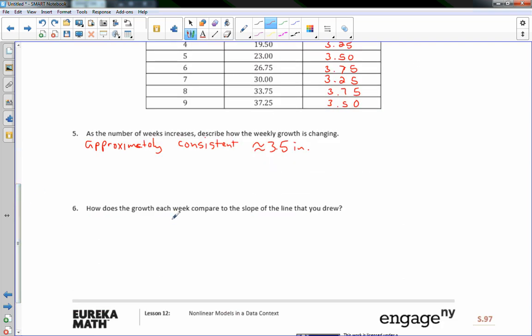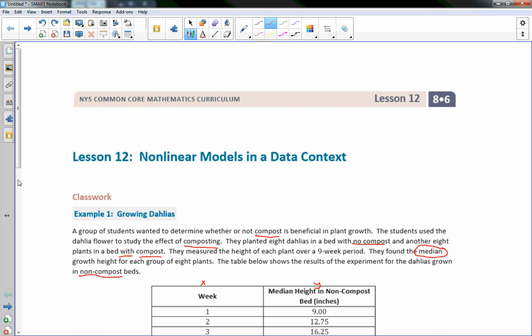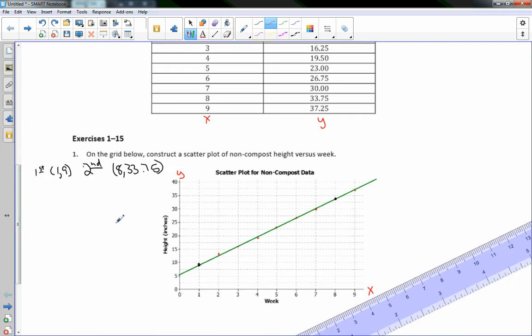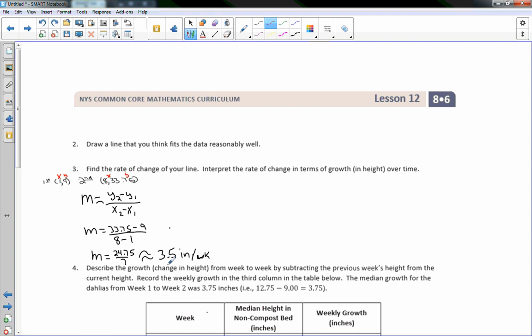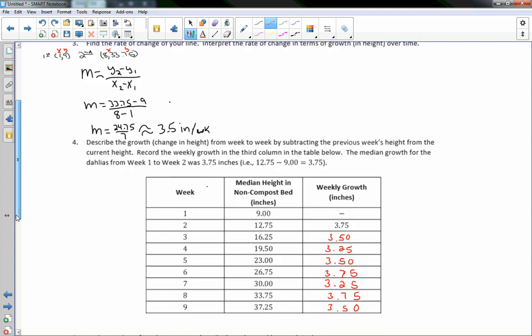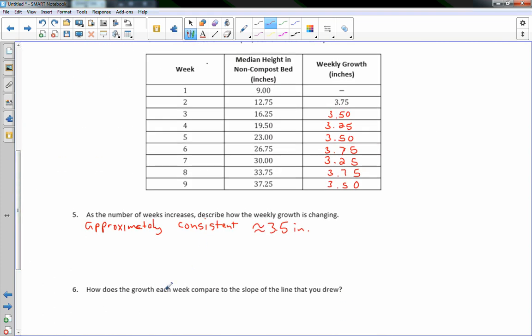How does the growth each week compare to the slope of the line that you drew? Well, the slope of the line that we drew, if we go back, I did it on the same page just above, came out to be 3.5 inches per week. Okay, so how does that growth each week compare? It's about the same.